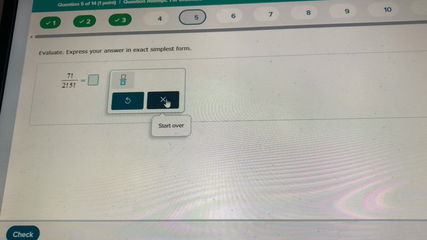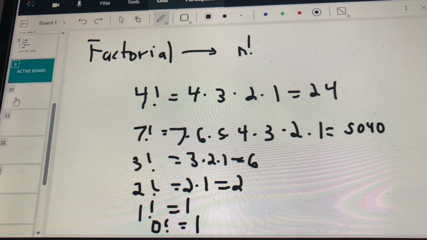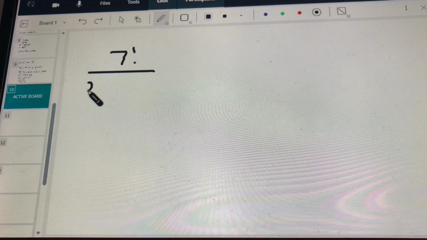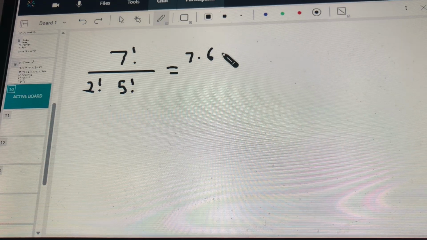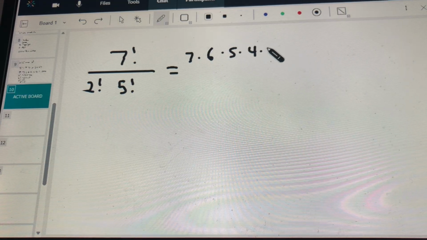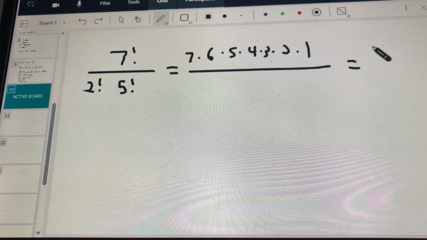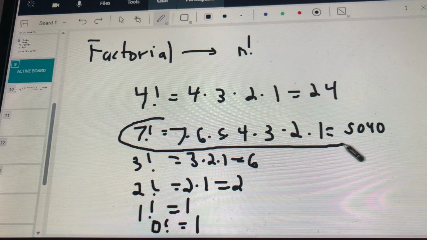Let me do 5 before 4. 7 factorial divided by 2 factorial times 5 factorial. You could literally work this out the long way. This is what it literally is. 7 factorial is 7, 6, 5, 4, 3, 2, and 1. And I already figured out that that's 5040. I did that one here on purpose because I knew it was in this homework problem.